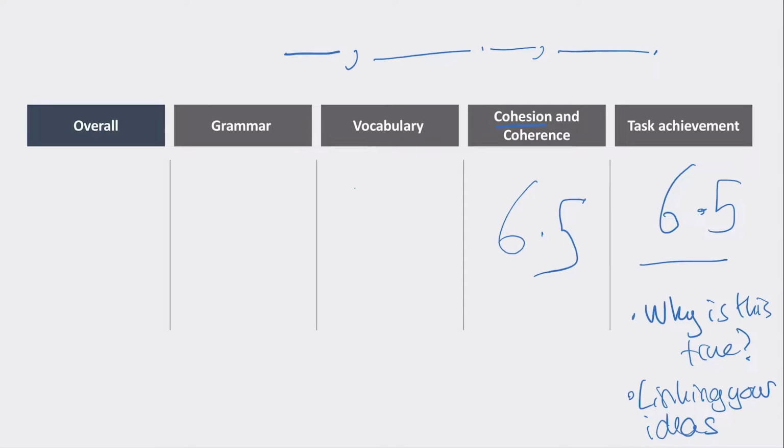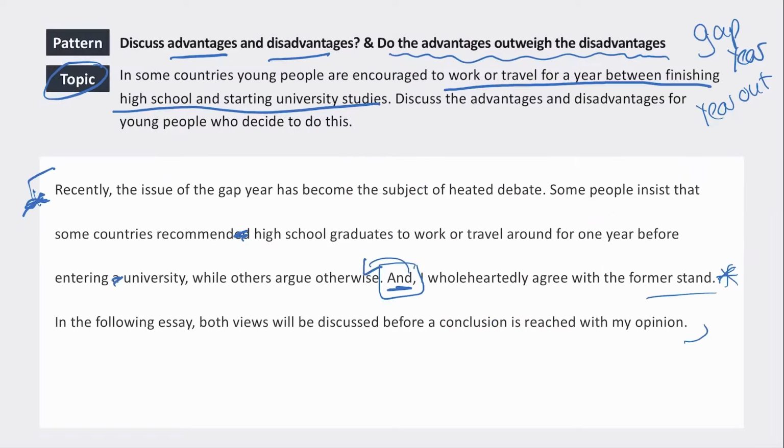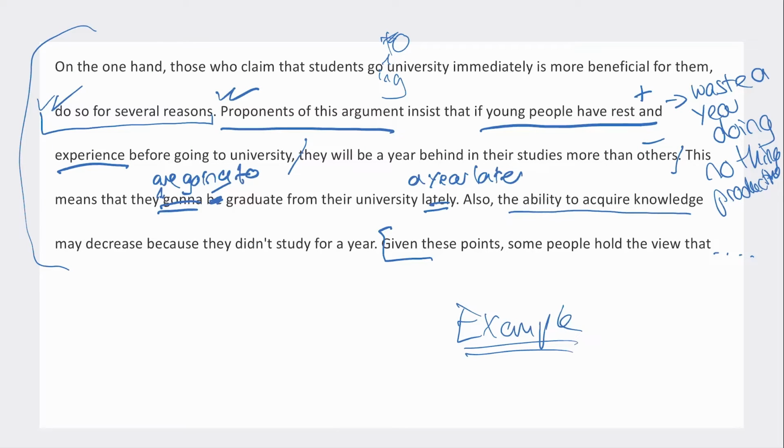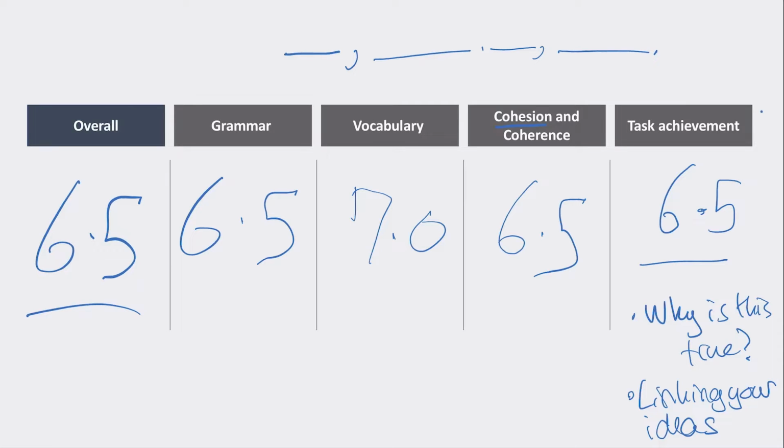Vocabulary, they used some really nice phrases. Sometimes not quite correctly, but I would say vocabulary coming out at a 7. Grammar, I thought their grammar was pretty good. There were some issues, mostly in the introduction. And there's a little bit of tense issues in body 1, but there wasn't anything major. So I probably want to give the grammar a 6.5. And overall, coming out around a 6.5 level, I think is good for this candidate.